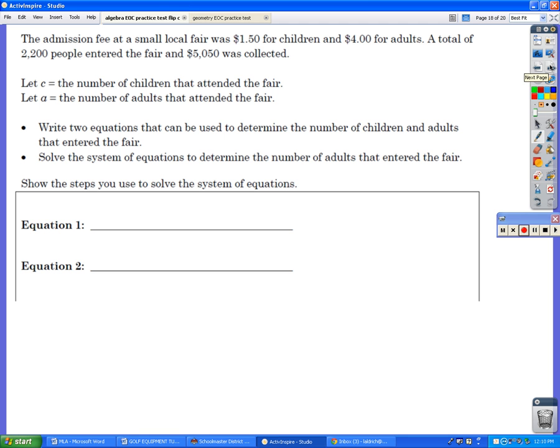Okay, next one. This one I didn't even do. The admission fee at a local fair was $1.50 for children and $4 for adults. A total of 2,200 people entered the fair and $5,050 was collected. Write two equations that can be used to determine the number of children and adults that entered the fair. So how many people were there altogether? 2,200, and all those people were either adults or children.